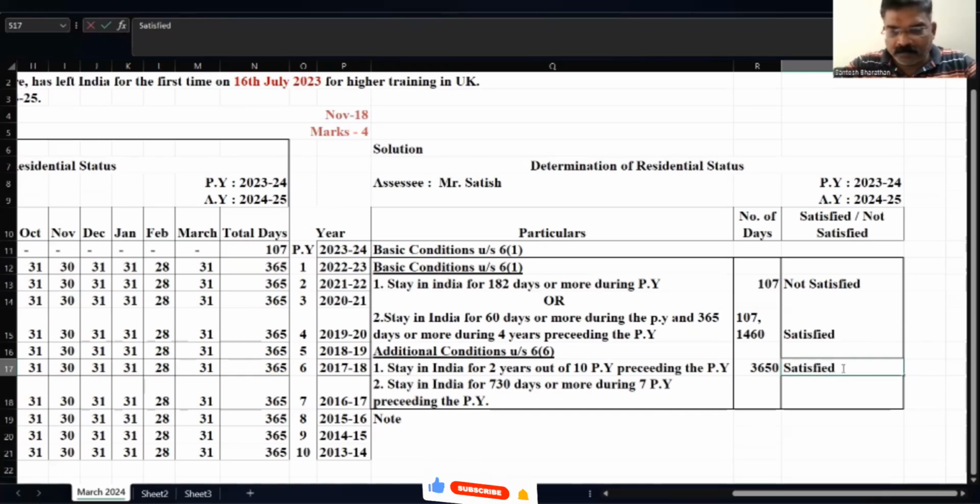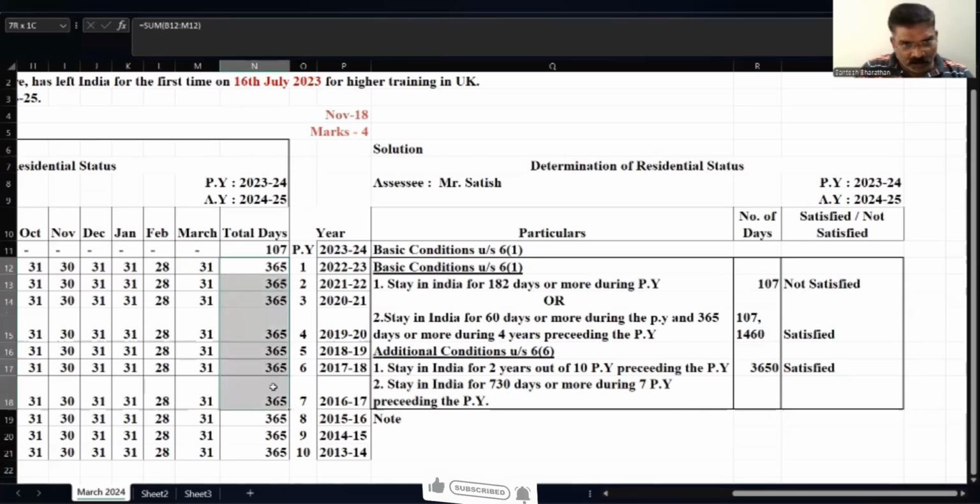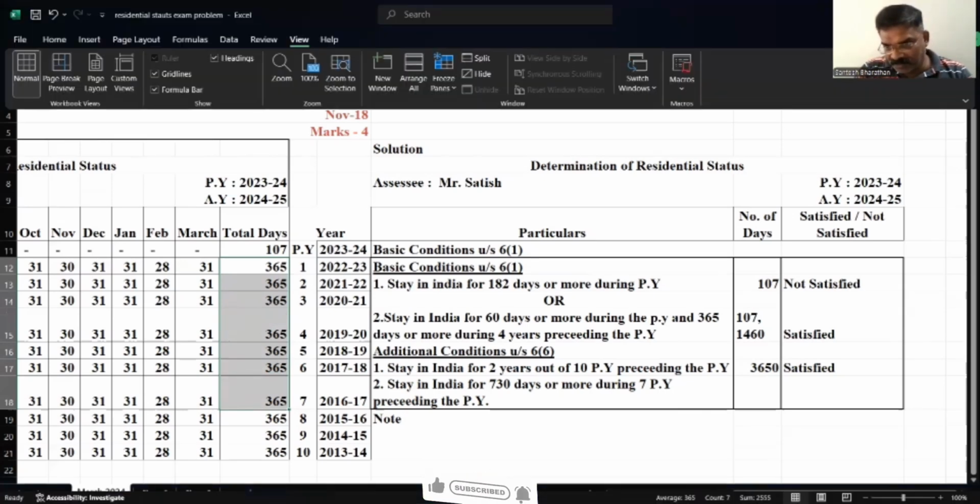Okay. The next additional condition says: stay in India for 730 days or more during the 7 previous years preceding the previous year. So I'll just mark the 7 previous years. We have to go from 22 up to 16, 17. The number of days, we'll see how much. The number of days is 2555.